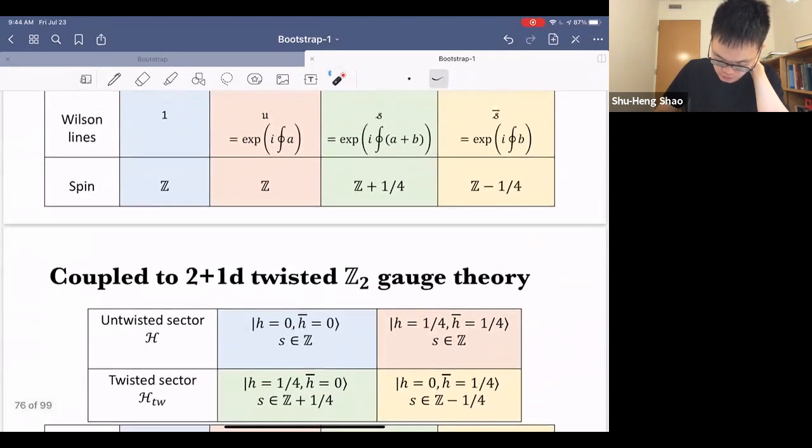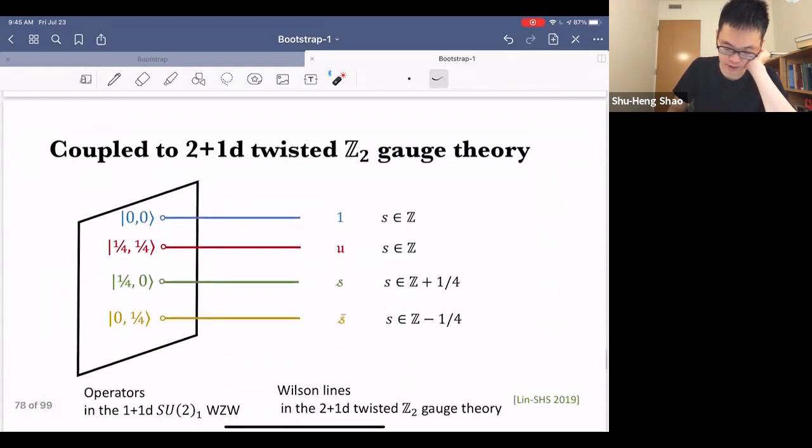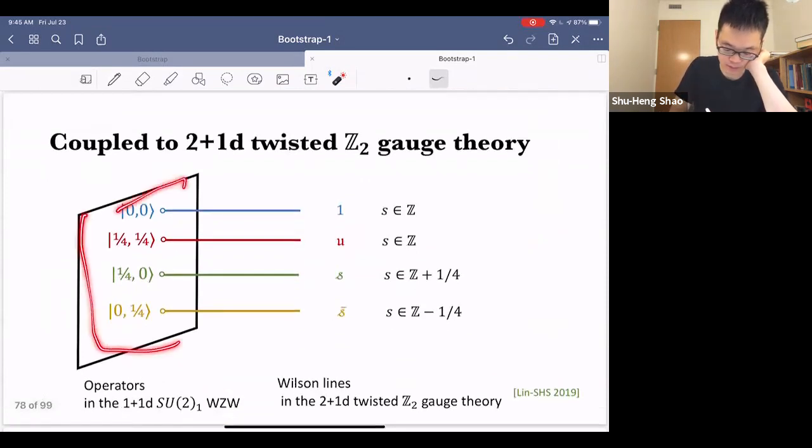Again, this table should look familiar because when we talk about an anomalous Z2, for example, in the SU(2) at level 1 WZW model, there are also four sectors of operators, and their spins match with the spins here. And the physical picture is again that even though I cannot gauge the anomalous Z2 in 1+1D, I can gauge it when coupling to a 2+1D twisted Z2 gauge theory. And when I do that, each of these operators now lives at the end of this anyon line.